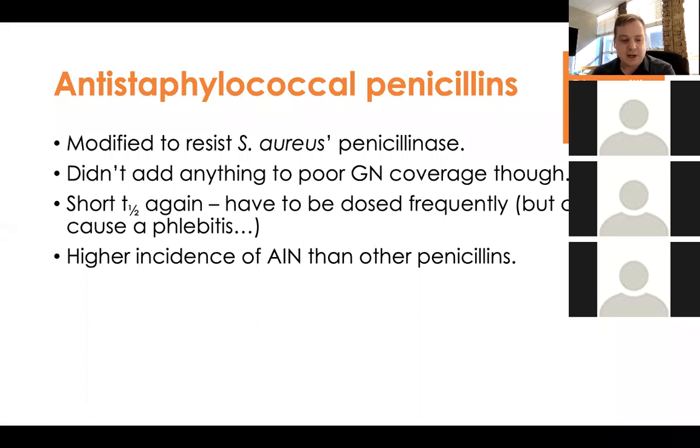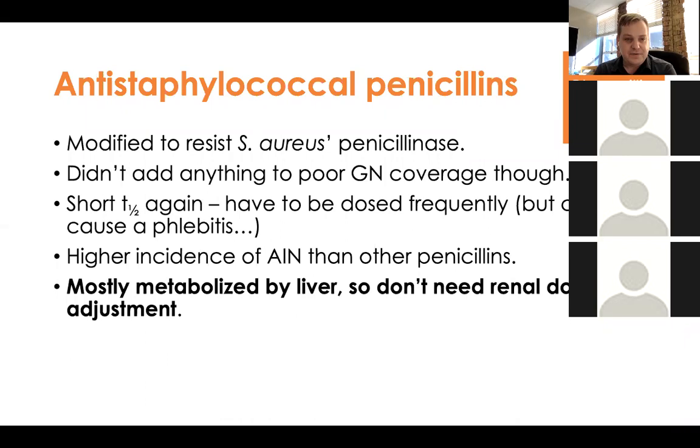You also get quite a lot of acute interstitial nephritis. So these ones really do cause interstitial nephritis quite a lot, even more than the other penicillins. And they are mostly, this is a bit interesting compared to the other penicillins, metabolized by the liver, so they don't need renal dose adjustments. One of the very few beta-lactams that don't get renally dose adjusted. So if you're on cloxacillin, say for staph aureus, if you end up going into renal failure, you still give the same dose. Again, it's an unusual feature of it compared to most of the beta-lactams.